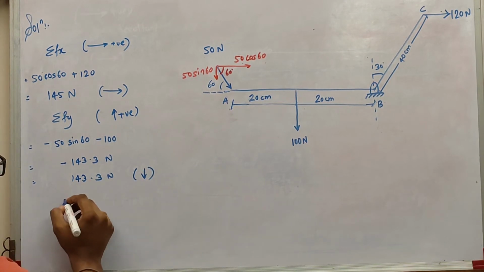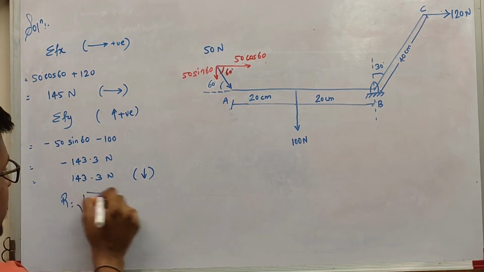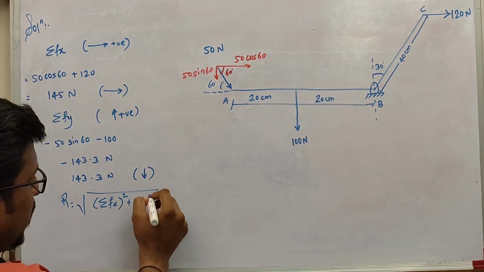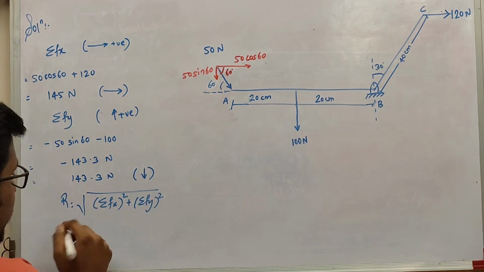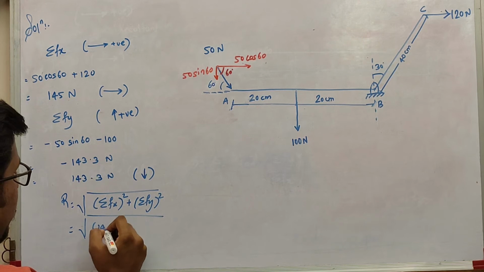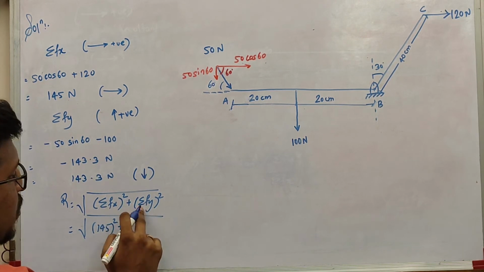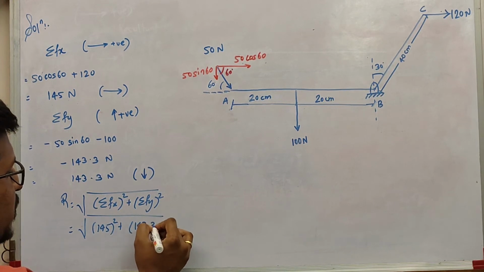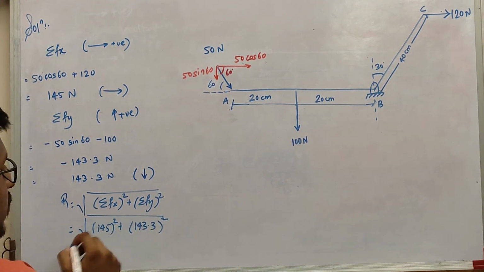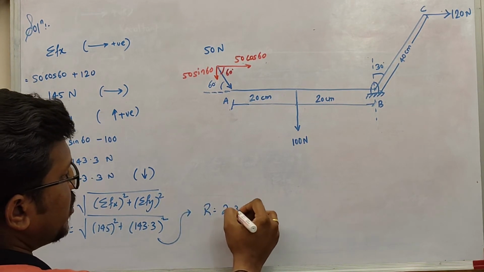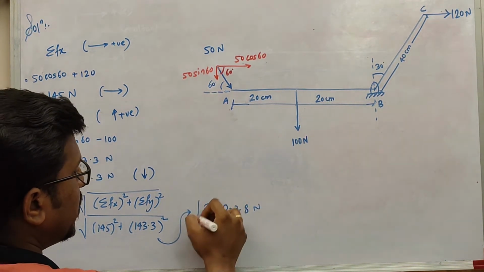Now to get the value of resultant, R is the square root of summation F of x the whole square plus summation F of y the whole square. Now when you put the values, that is 145 the whole square plus, in summation F of y just put the magnitude, which is 143.3 the whole square. Something comes out to be R equals 203.8 Newton.